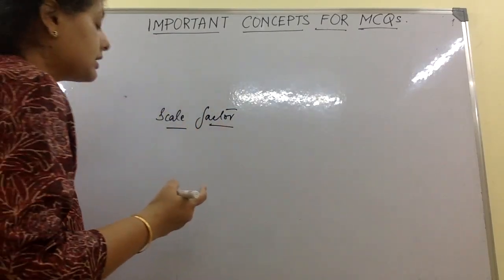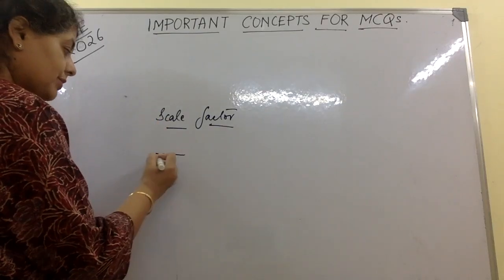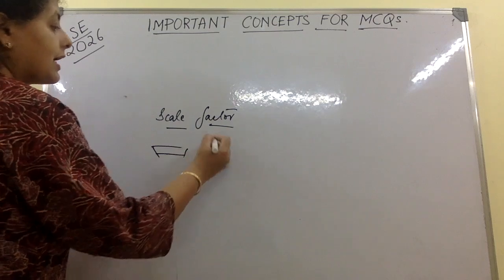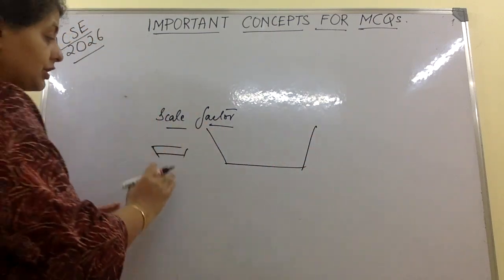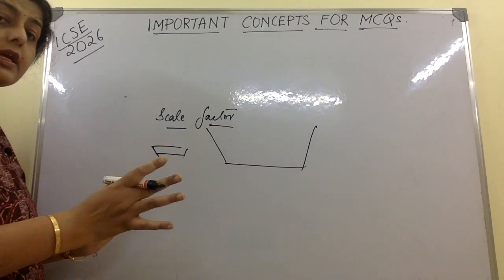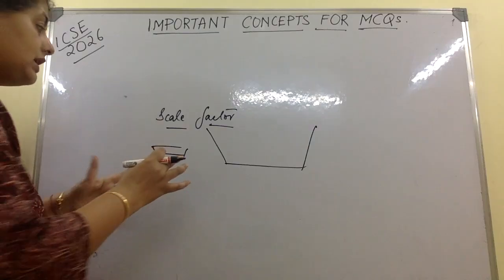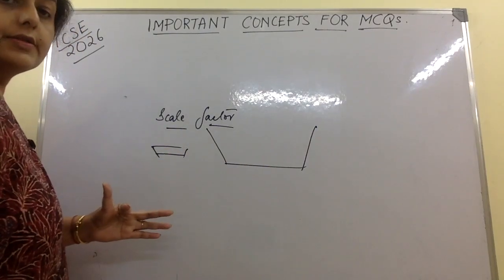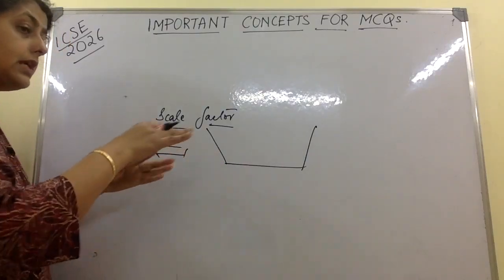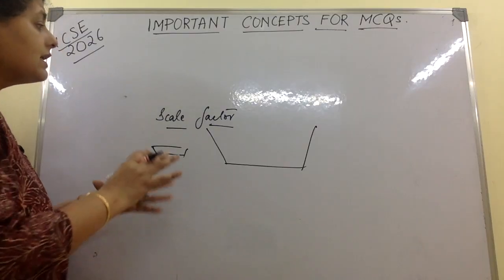similarity. Okay, what are scale factor sums? They talk about one model ship and one actual ship, and they give a ratio between the model ship and the actual ship. Now they may give you the ratio between the length of the model and the actual, and then they ask you what is the ratio between the area of the two ships. They'll ask what is the ratio between the volume of the two ships, things like that.